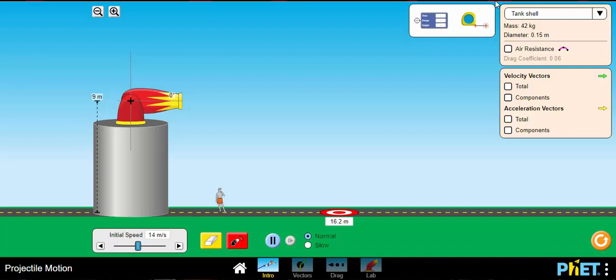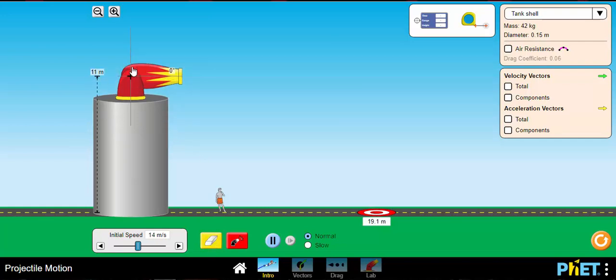So let's move this, let's put it at 19.1, and let's see if we actually can hit the target. And there we go. We have hit the target. We were successful in our calculation. Let's do one more. So let me clear this.